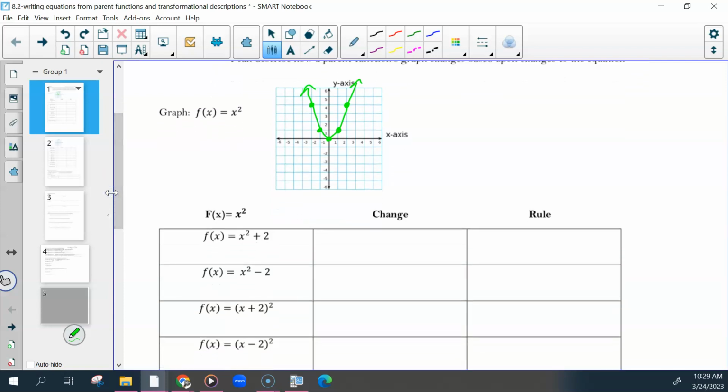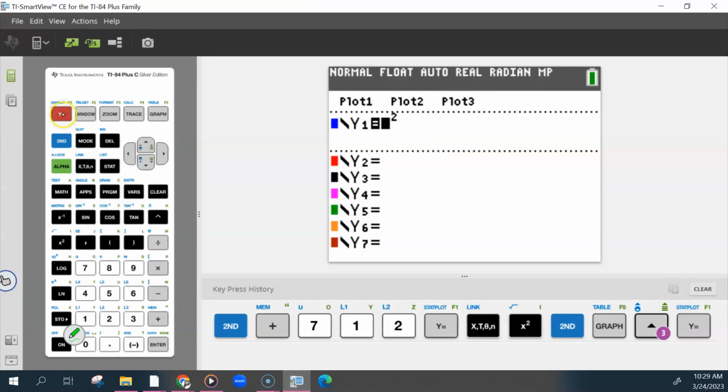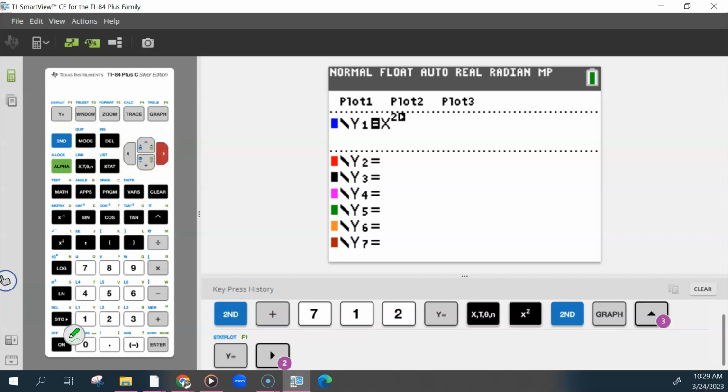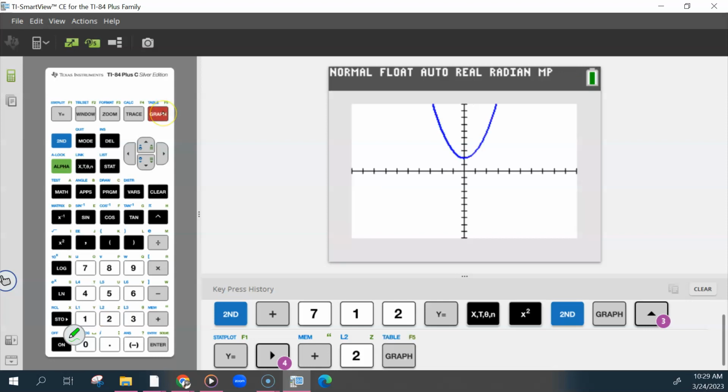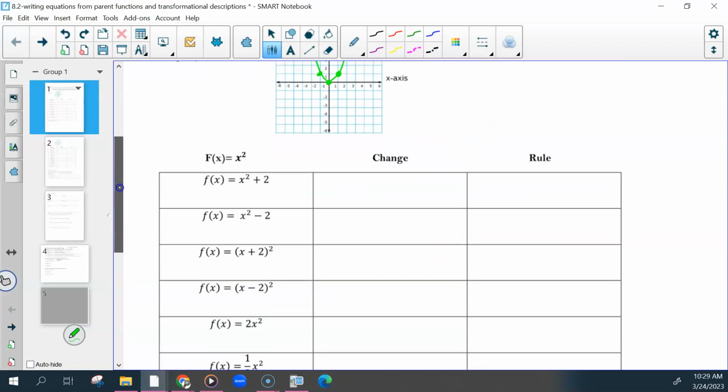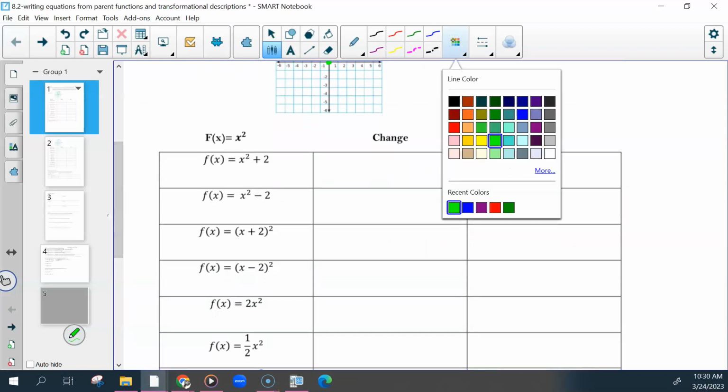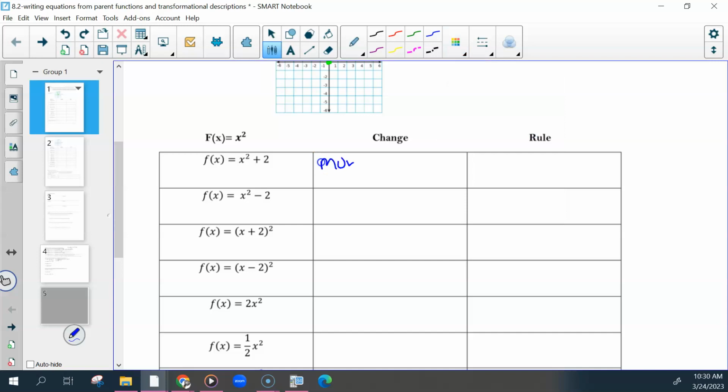So in our y equals, we're going to put plus 2, and we're going to see what happens and compare to the original. So go back to your y equals. At the end, put plus 2. And then graph it. What happened compared to the original, the parent function? What changed? Not in this case. It went up 2. So that would be the change. That's what we would say changed. It went up 2, or it moved up 2.